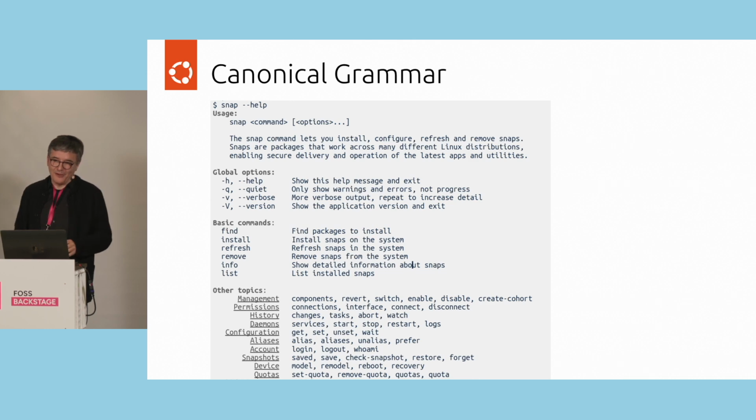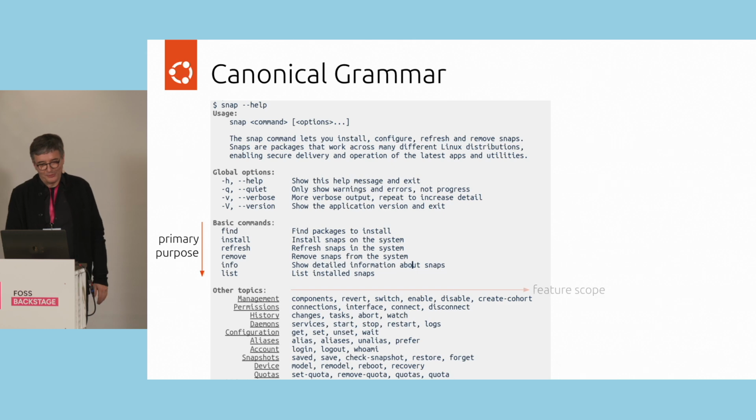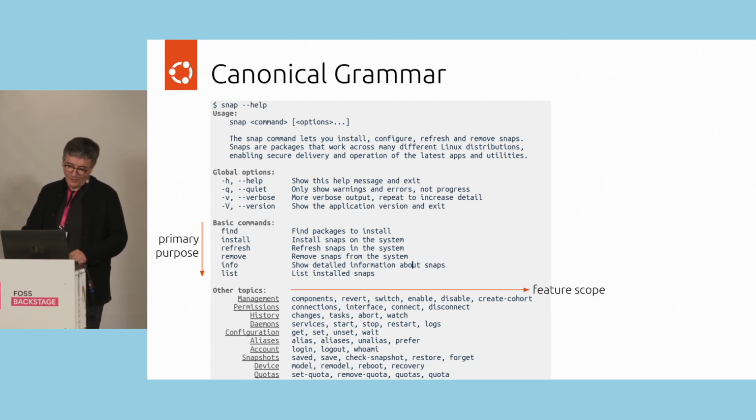And then there's a lot of other functionality that the tool provides, and those are organized in topics. So you have something about the history, something about the configuration, something about snapshots, and then you can find out more about those if you want to go in more depth. But it makes sense to have those layers in a CLI. There's the primary purpose, and then there's the feature scope. And together, that creates the shape of a command. And if you can very clearly define that shape, we found that it's a lot easier for people to understand what this thing is trying to do, what this is about.